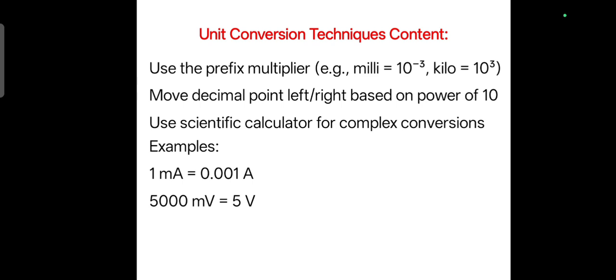The next example is 5000 millivolt. To convert it into volt, milli is 10 raised to power of minus 3, so it becomes 5 volt only. Last, 2 kilo ohm. Kilo is 10 raised to power of 3, so you have to multiply 2 into 10 raised to power of 3, so it becomes 2000 ohm. So thank you. This is for today's lecture, related to the electrical quantities, units, and the different prefixes used for these electrical quantities.